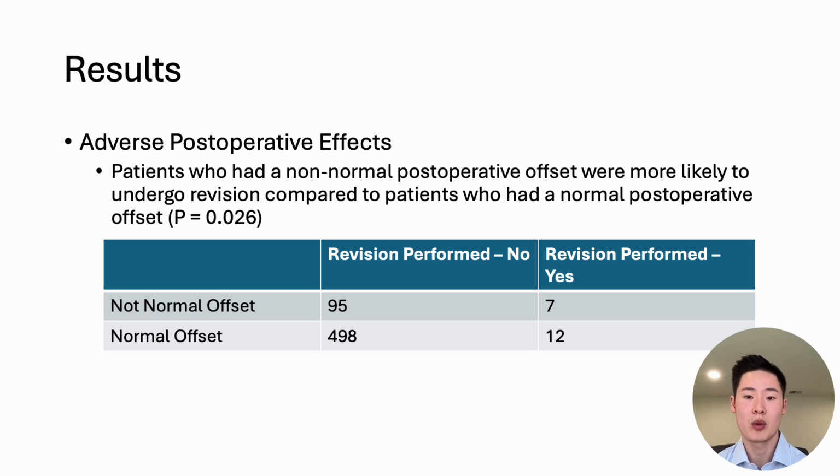Moving on to our results, we showed that the incidence of adverse postoperative effects, as determined by the need for revision, was higher in patients who received a non-normal offset with a p-value of 0.026. So as you can see here, we had 498 patients who had a normal offset who did not require a revision. Looking over here to the right, we had 12 patients who had a quote-unquote normal offset who ended up requiring a revision. Looking at the non-normal offsets or potential high offsets, we had 95 cases which did not require a revision and 7 cases which did require a revision. Again, this change was statistically significant with a p-value of 0.026, and this is consistent with the currently published literature.